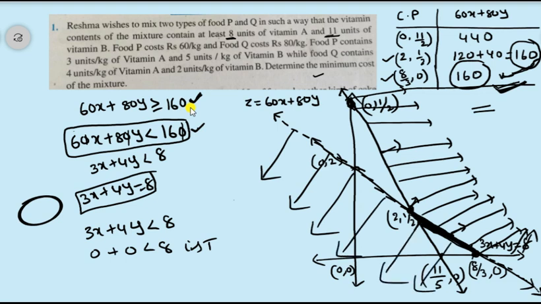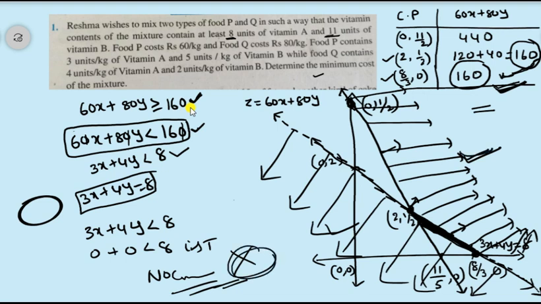Whether you observed or not, for the earlier region and for the present region, there is no common portion. There is no common area. Enough. We have taken a contradiction. For this contradiction and the feasible region, there is no common portion. That's why we can say yes, 160 is the minimum value for the given objective function and is obtained at all points on the line segment joining 2 comma 1 by 2 and 8 by 3 comma 0.